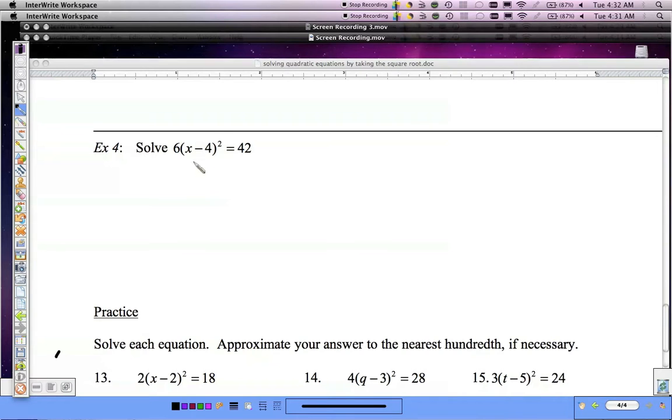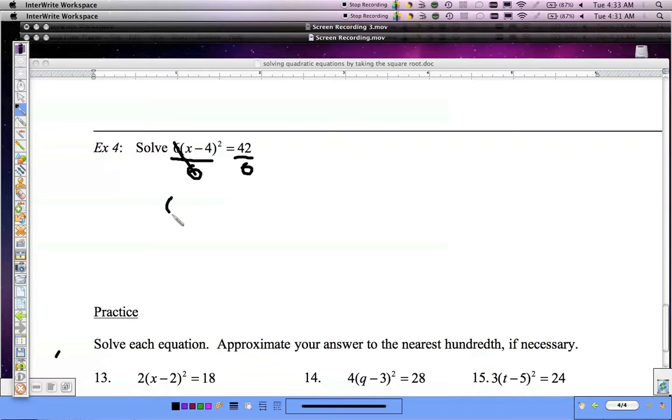So the first thing we want to do is get rid of the 6. We can get rid of the 6 by dividing both sides of this equation by 6. Now this is just 6 times whatever's in this parentheses squared. So divide by 6 on both sides. The 6's on the left divide to 1; we just don't write the 1. And then 42 divided by 6 is of course 7.